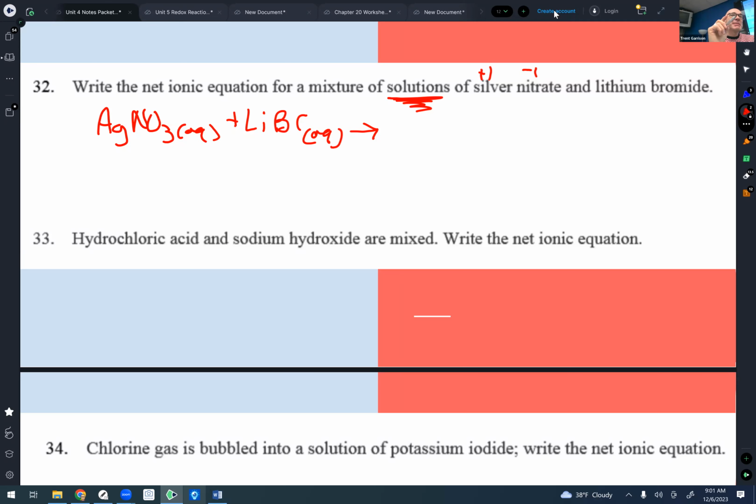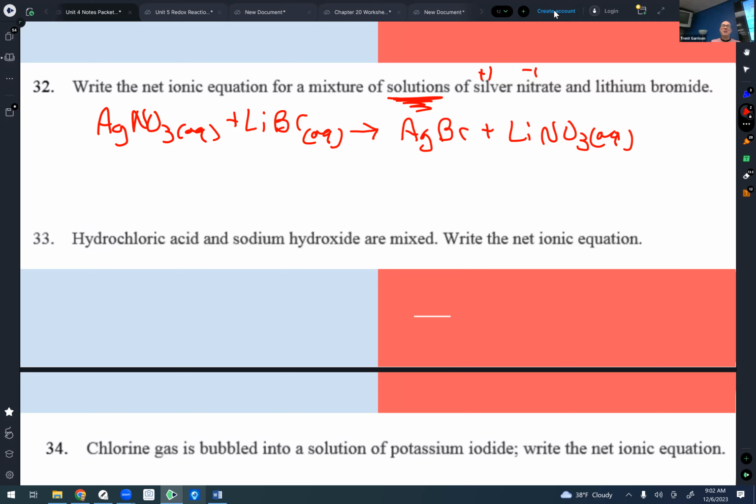So we always switch the metals. So I'm going to put Ag with the Br. I'm going to put the Li with the NO3. Now, remember back, days of old, you had a solubility chart. You have a cheat sheet with the solubility chart on it. Tell me about the nitrates. Are they soluble or are they going to be a solid? They are soluble. They are AQ.